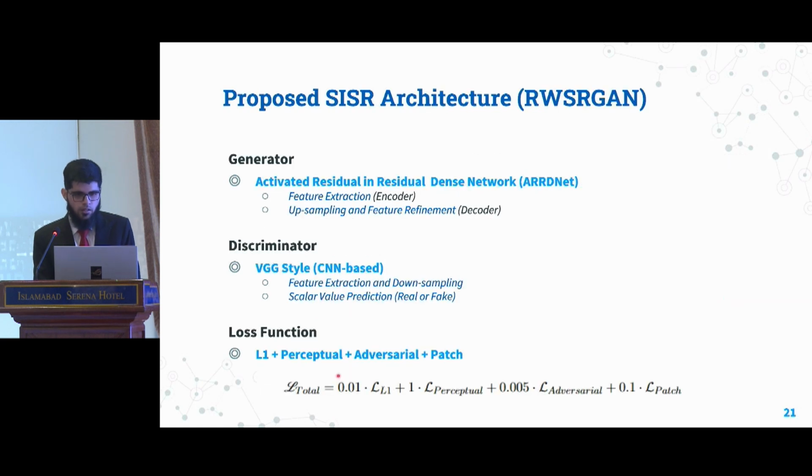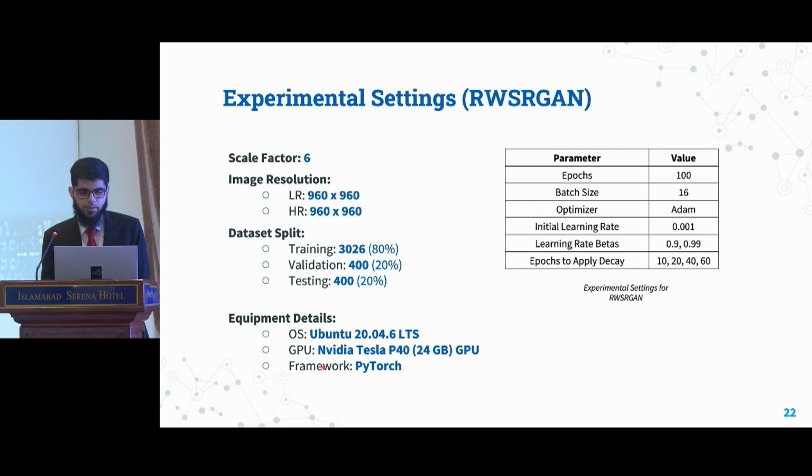So coming to the architecture of our real world super resolution GAN, it uses a generator of activated residual and residual dense network, which has a feature extraction part and an upsampling and feature refinement decoder part. And the discriminator used here is VGG style CNN based, which performs feature extraction and then scalar value prediction. And the loss function used here is a combination loss, which is a combination of L1 loss, perceptual loss, adversarial loss, and patch loss. So here are the experimental settings.